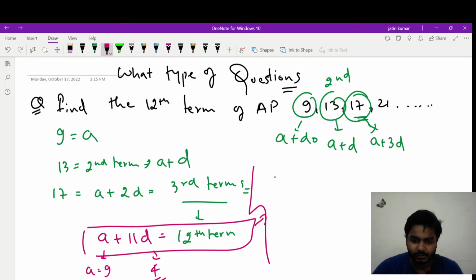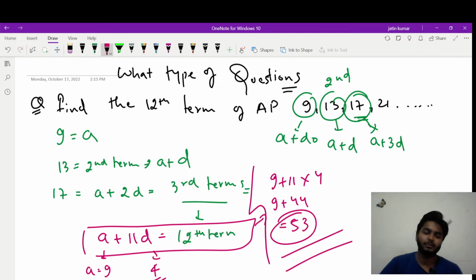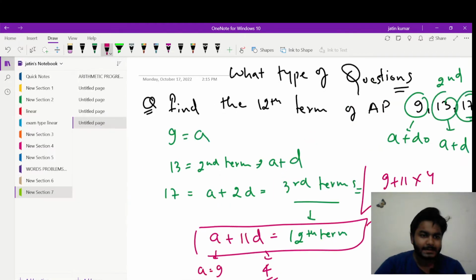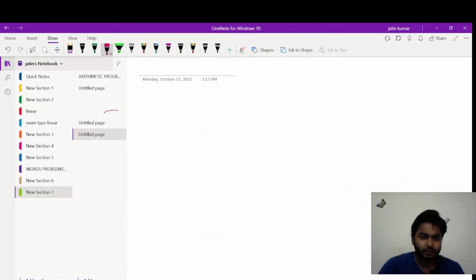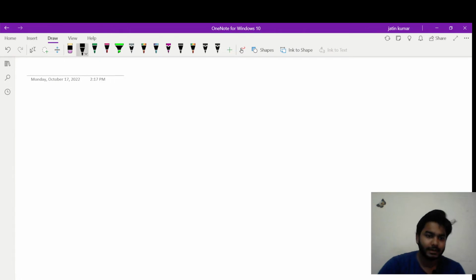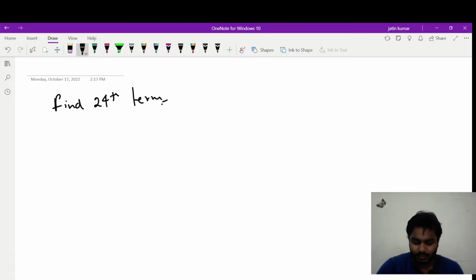So the 12th term will be 9 plus 11 into 4, 9 plus 44, so the 12th term will be 53. So this will be the 12th term, okay. In this AP also find the 24th term. Okay, AP is 9 comma 13 comma 17 comma 21 comma 25.